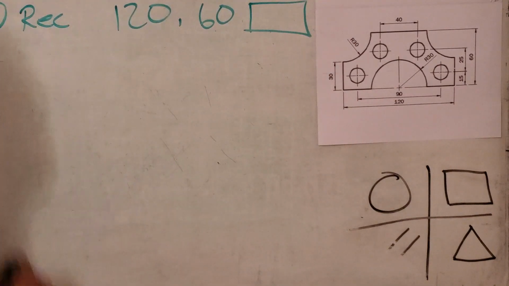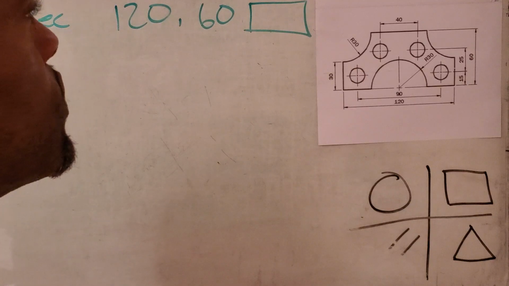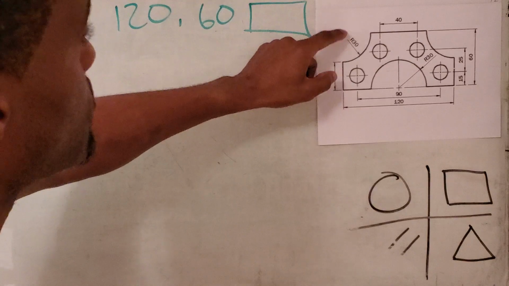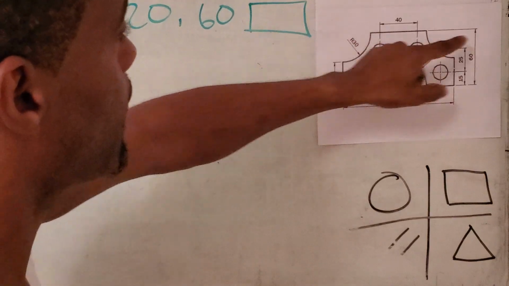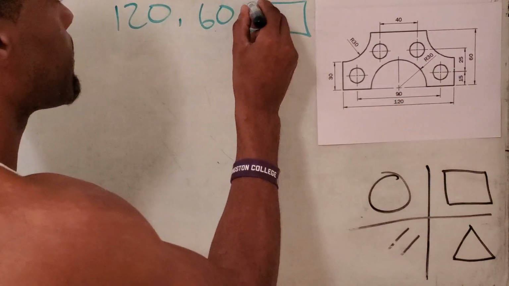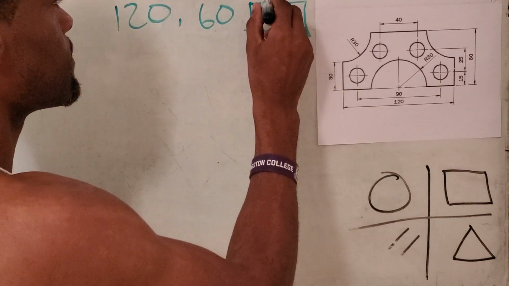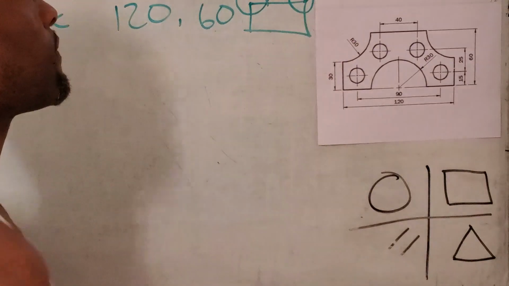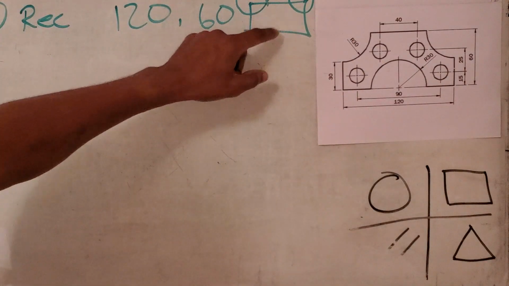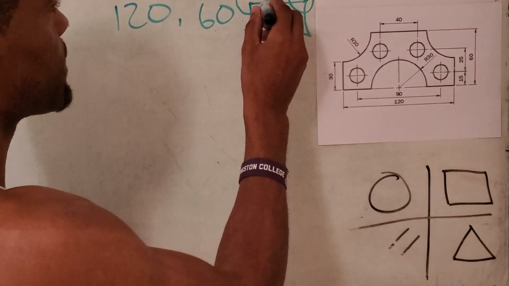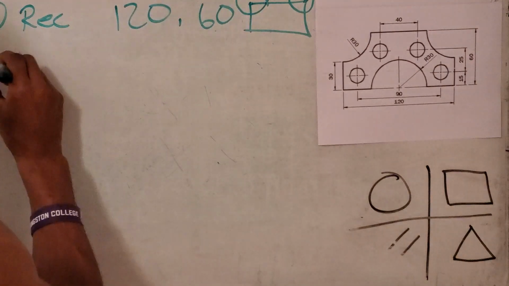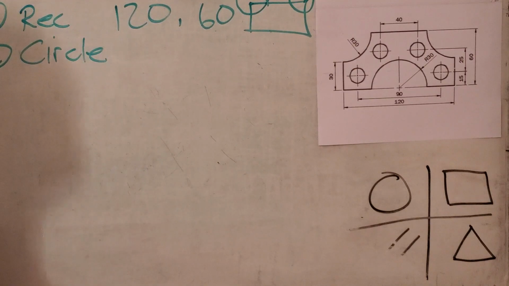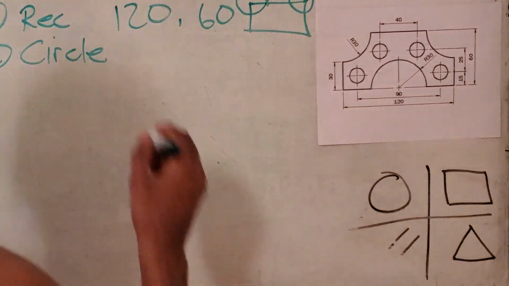That's step number 1. Step number 2 is to use the circle command to draw a circle here and a circle there. So from here we draw a circle. From here, a circle there. What that circle does, it helps us to get the circle of radius 30.